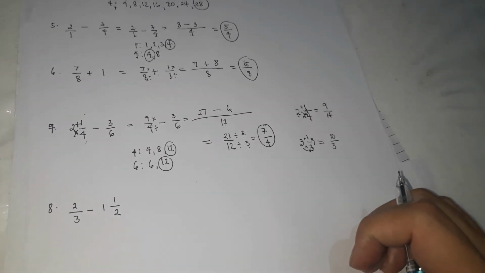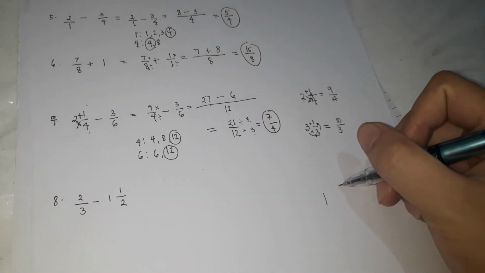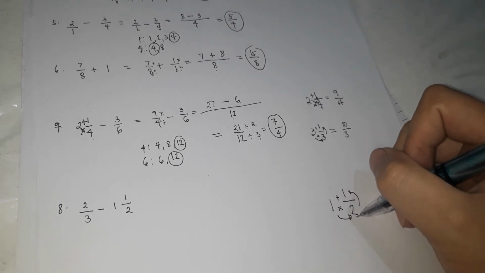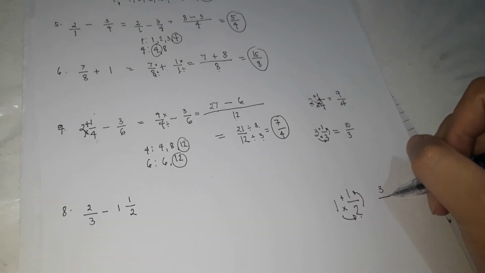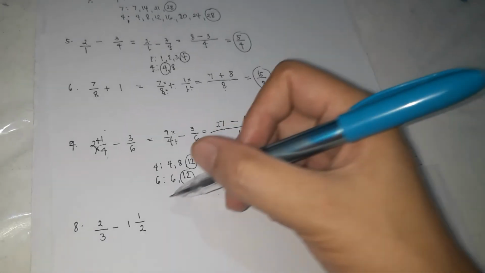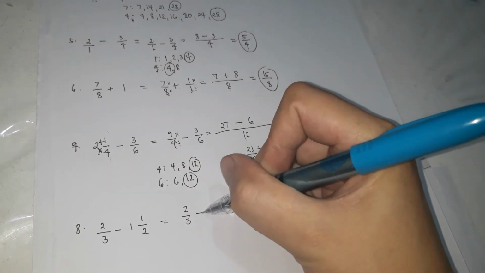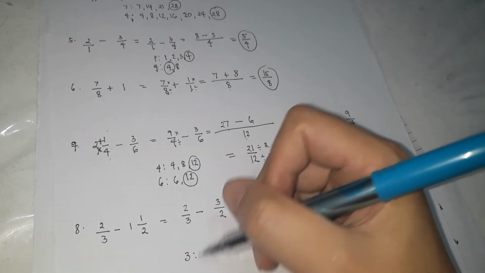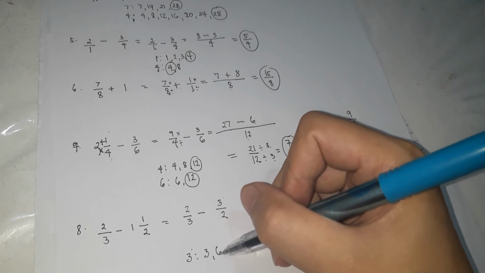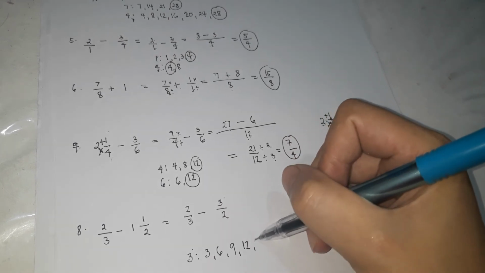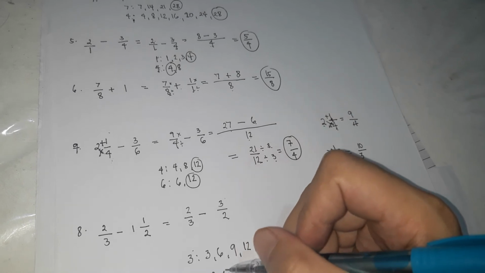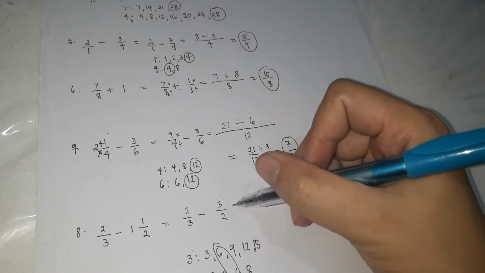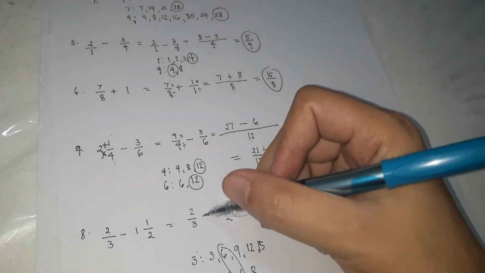Next, 2/3 minus 1 and 1/2. So 1 and 1/2, times plus: 1 times 2 is 2 plus 1, 3 over, copy the denominator, 2. So it becomes 2/3 minus 3 over 2. 3, 2. 3, 6, 9, 12, 15. 2, 4, 6, 8. Oh, there is a 6. So LCM is 6.